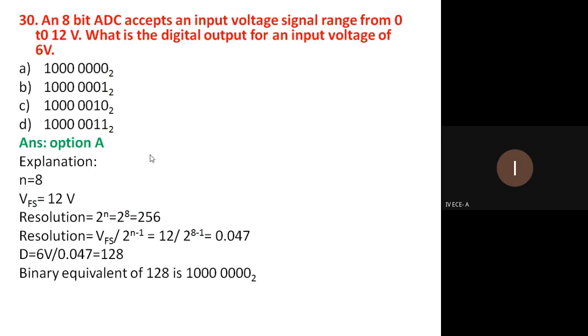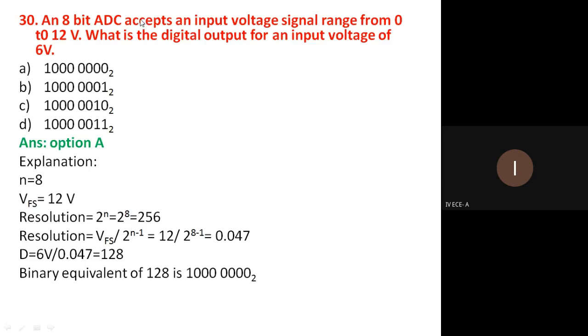Question number 30. An 8-bit DAC accepts an input voltage signal range from 0 to 12 volt. What is the digital output for an input voltage of 6 volt? So these are the options given: 10000000, then 00000010, then options B, C, and D.